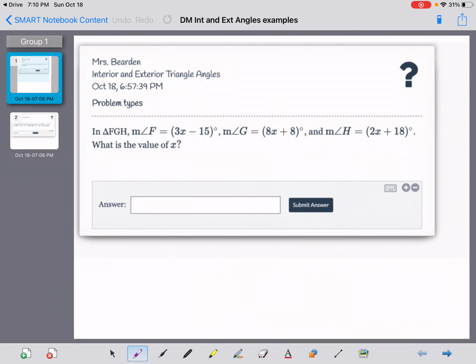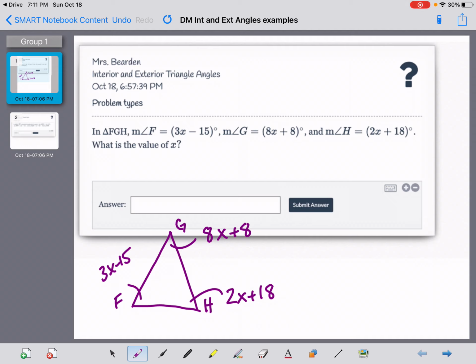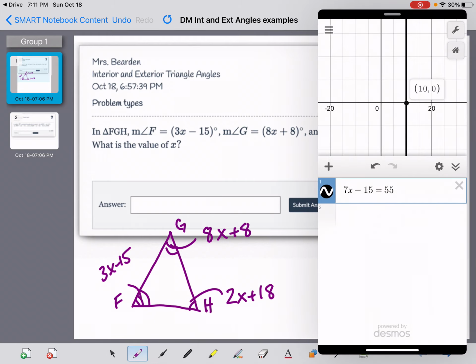We have triangle FGH. You need to sketch a picture. F is 3x minus 15, and I don't have enough room to write that on the inside. G is 8x plus 8, and then H is 2x plus 18. So those are the three angles that you have. All right, you will add those three angles together, and it's going to equal 180 degrees.